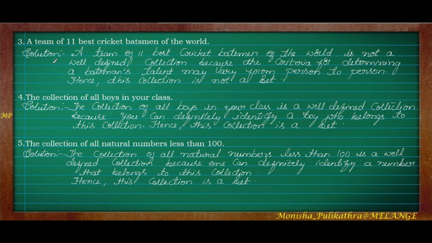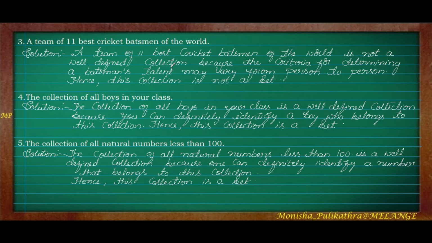Moving on to the third question. The third question is a team of 11 best cricket batsmen of the world. So here we have to collect the 11 best cricket batsmen of the world. The solution is: a team of 11 best cricket batsmen of the world is not a well-defined collection. As I said in the previous question, a talented person is not identified the same way from person to person, because the view varies from person to person.